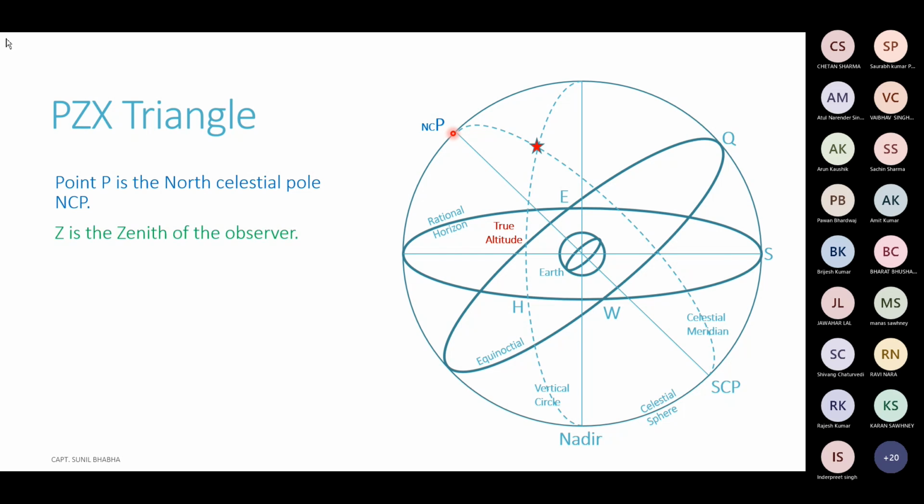We have seen this is the rational horizon. This is the position of the observer, and a line drawn from the center of the Earth passing through the observer's position, meeting up to the celestial sphere, meets at what we call the zenith of the observer. So this point is the zenith, and let us mark it as Z. We have the zenith point plotted on the diagram now.